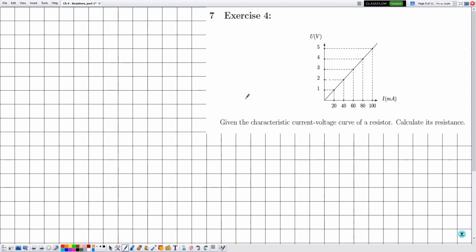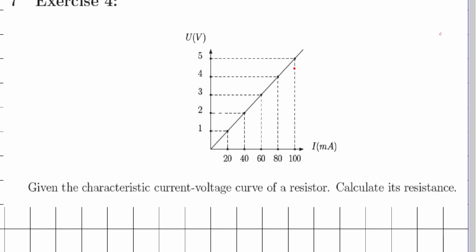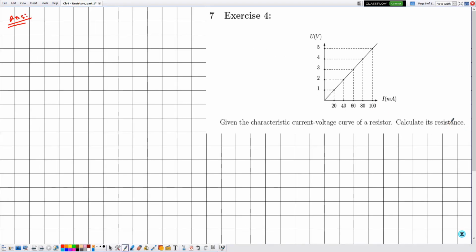Now, exercise 4 is a direct application on the slope method. They are telling me, given the characteristic current voltage curve of a resistor, calculate its resistance. Now, notice that here the curve is being plotted in the current voltage graph. So on the x-axis we have the current, on the y-axis we have the voltage, and because the shape of the obtained curve is a straight line passing through the origin, we can know that the nature of the electric component is a resistor, and we need to calculate its resistance using the slope method.